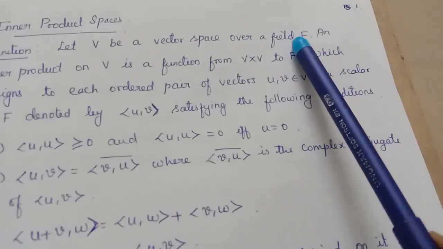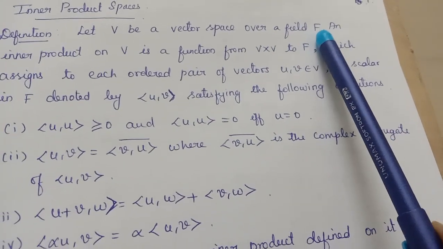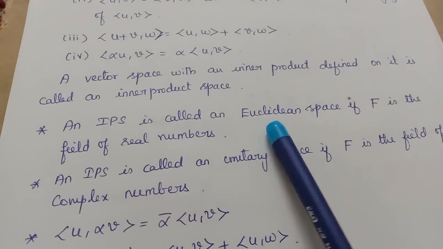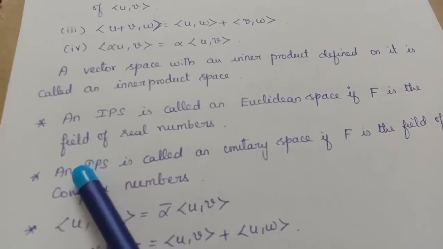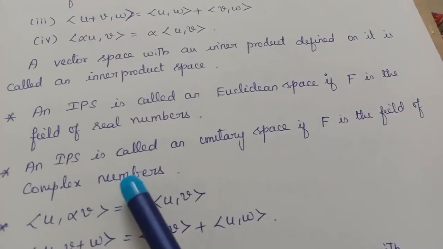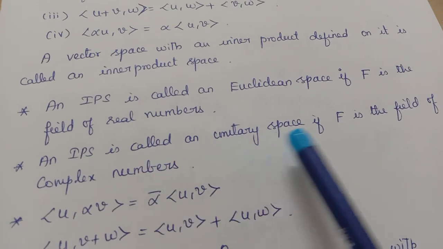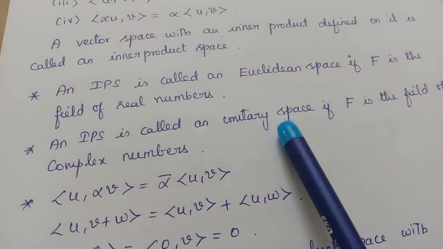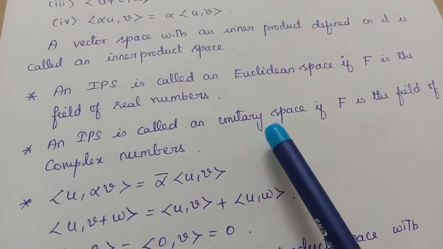Suppose the field which we are taking here is the field of real numbers, then the inner product space is called Euclidean space. So Euclidean space means the field is the field of real numbers. And when F is the field of complex numbers, that inner product space is called a unitary space.